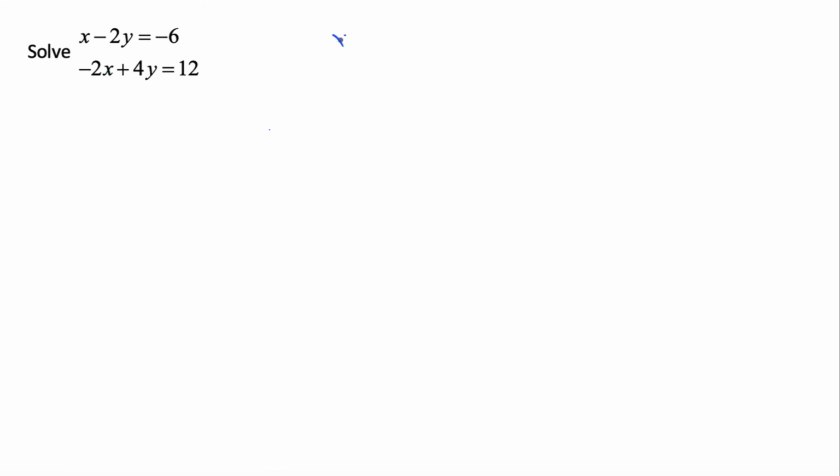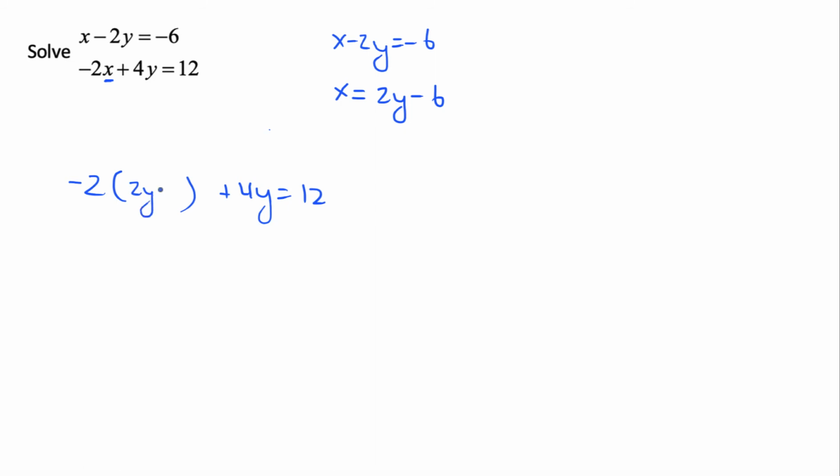So x minus 2y equals negative 6. Let's add the 2y to the other side. We get x equals 2y minus 6. And the good thing about this is we can substitute this expression into that variable here. So let's do that. Negative 2 times x plus 4y is equal to 12. Notice I put a parentheses here instead of the x, because what are we going to put in this place here? Well, we're going to put that 2y minus 6.